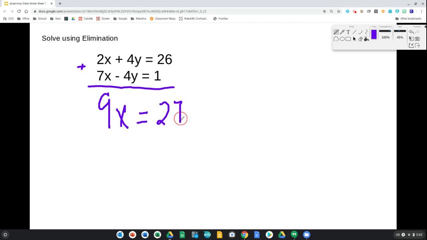Now that's a pretty easy equation to solve. So x is equal to what? We're going to divide 27 by 9, and we get x equals 3.